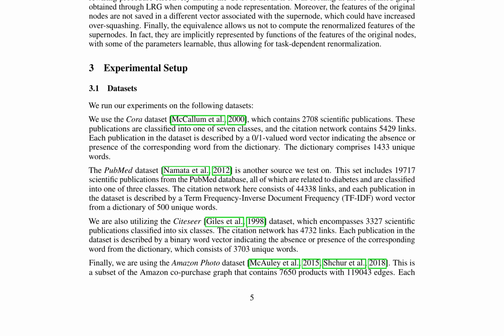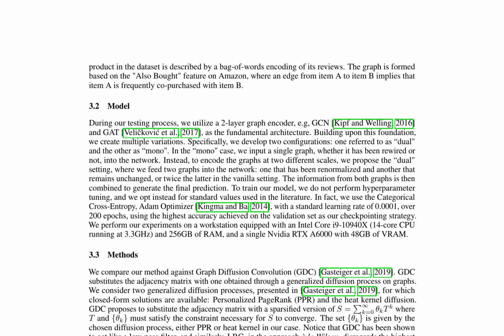The authors also introduce a dual setting for their model, where two graphs are fed into the network, one that has been renormalized and another that remains unchanged. This dual configuration allows the network to encode graphs at two different scales, providing more comprehensive information for prediction tasks. The experimental setup includes 4 popular benchmarks: Quora, PubMed, CiteSeer, and Amazon Photo datasets.